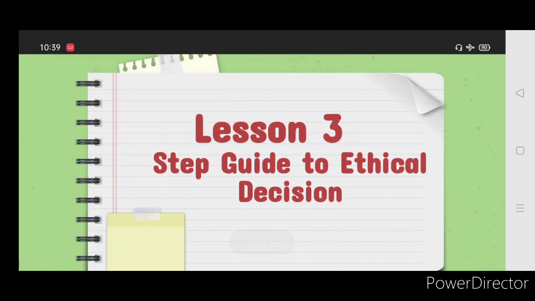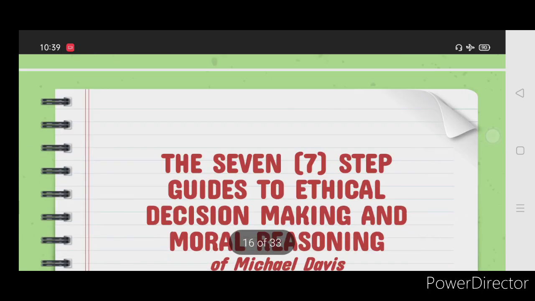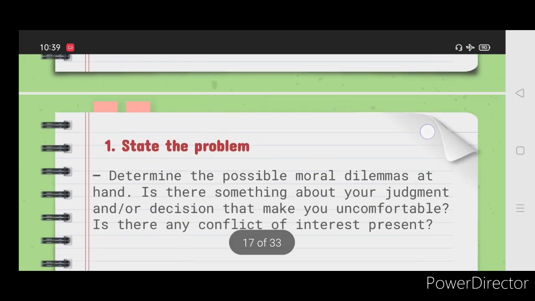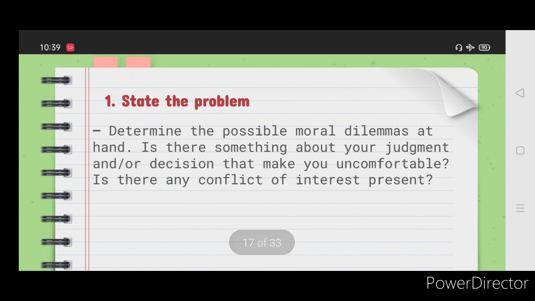Lesson 3, which is the step guide to ethical decision. We have the 7 steps in guides to ethical decision making and moral reasoning. First is state the problem. Determine the possible moral dilemmas at hand. Is there something about your judgment or decision that makes you uncomfortable, or is there any conflict of interest present? Alangan naman pupunta ka sa next step kung hindi mo alam kung anong problema mo.